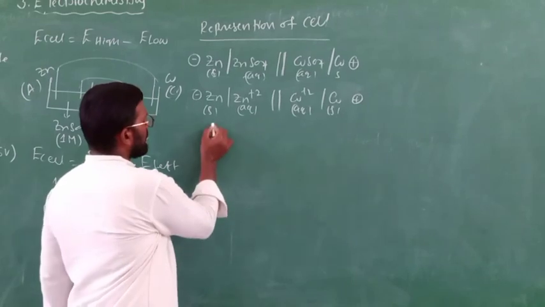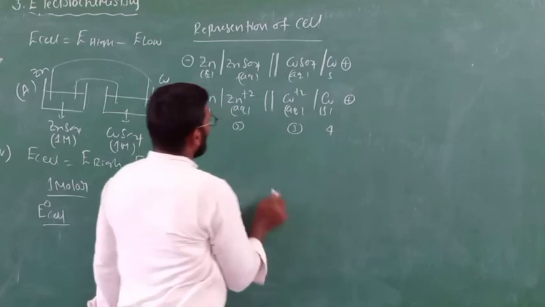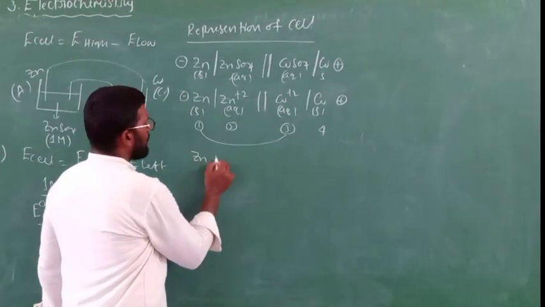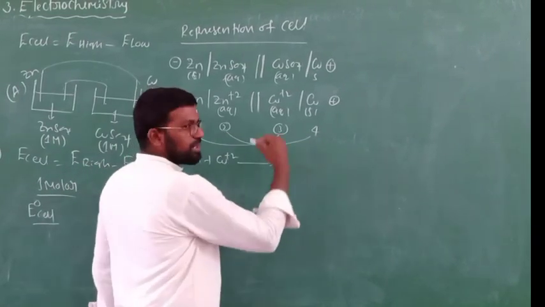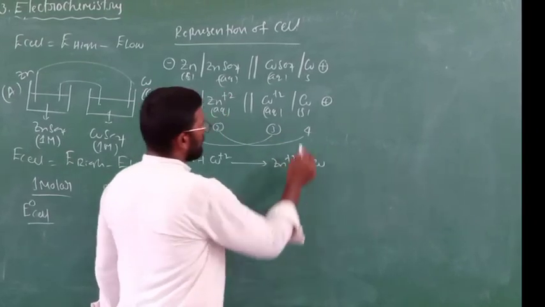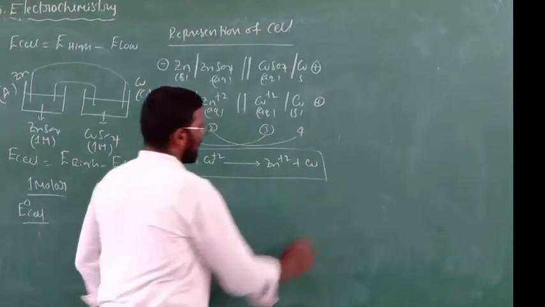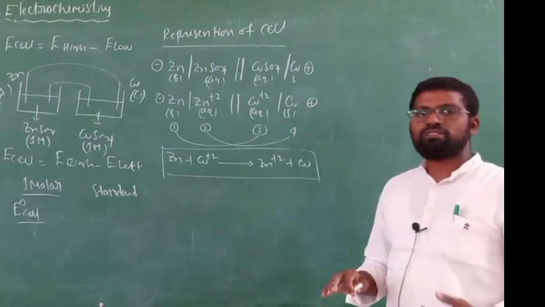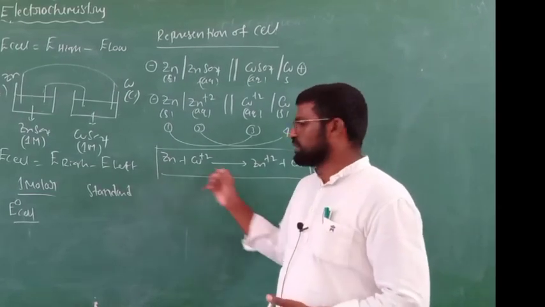See, let us number these 1, 2, 3, 4. Now 1 and 3 are written on the reactant side, Zn plus Cu plus 2, and 2 and 4 should be written on the product side, that is Zn plus 2 plus Cu. Right? This reaction we already got as the overall reaction in the galvanic cell, isn't it? This is the complete cell reaction. If you are given any cell representation, you can easily write the cell reaction from it.